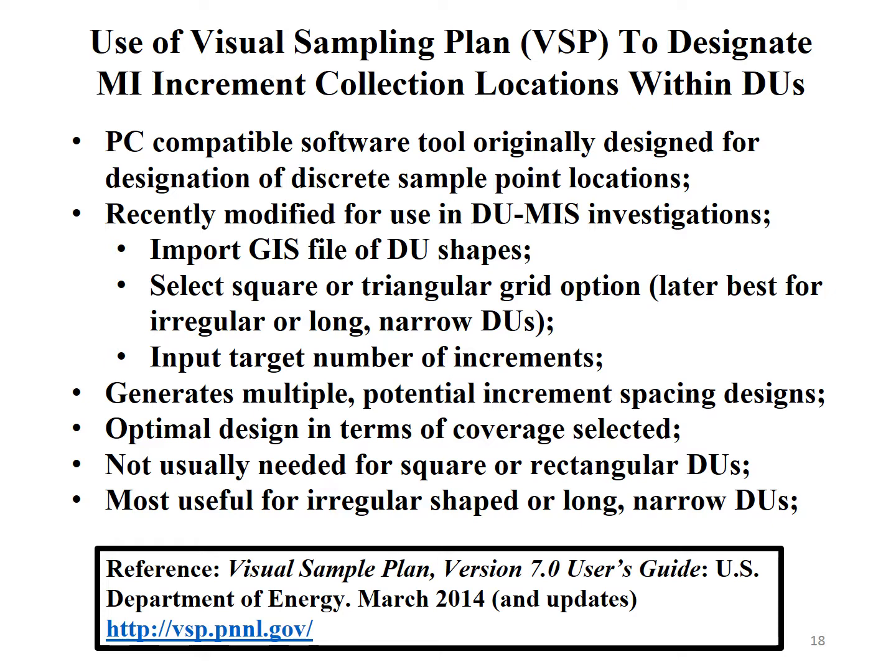Some may be familiar with the VSP, or Visual Sampling Plan program, available online from the U.S. Department of Energy. And you may want to utilize this program as another option to estimate and designate increment locations within DUs. With this program, you can import GIS files of DU shapes, select from two grid options, input your target number of increments, and VSP will generate and illustrate potential increment spacing designs, and you can select the optimal increment spacing for your decision unit.